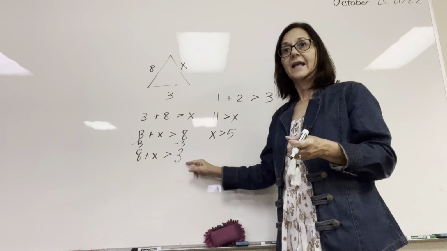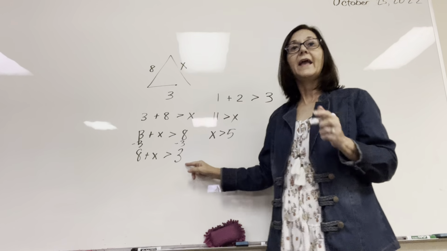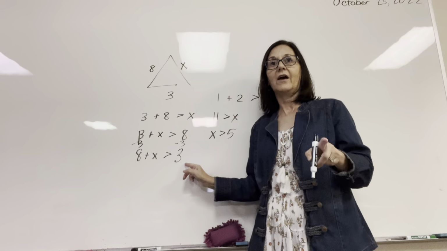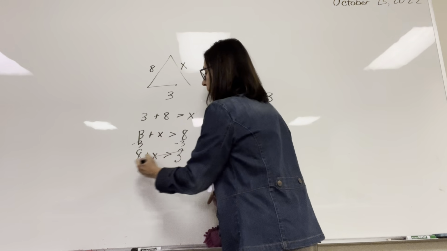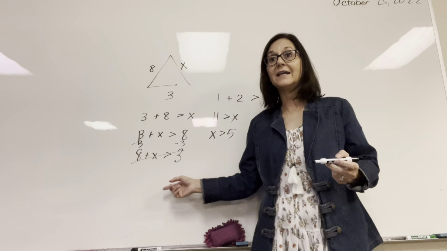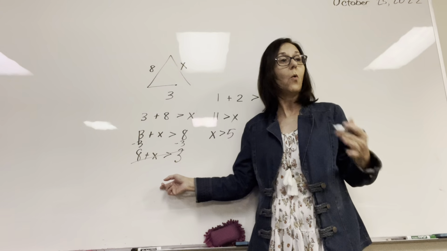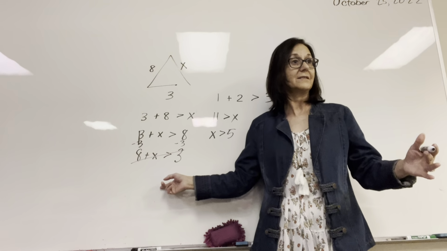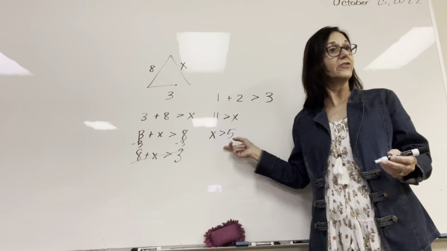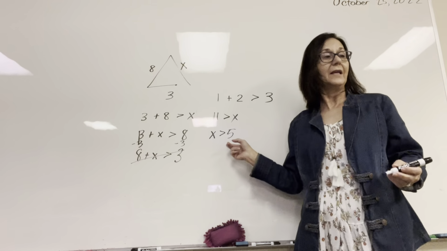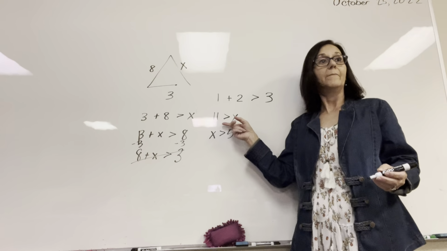It becomes negative 5. Do we ever have a negative for a side of a triangle? No. All right, so there's always going to be one inequality that doesn't make sense. So here's the range of values for that third side. X has to be greater than 5, but less than 11.